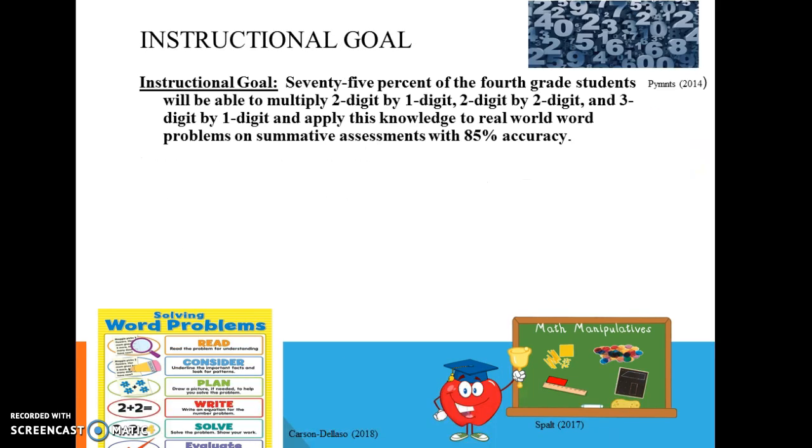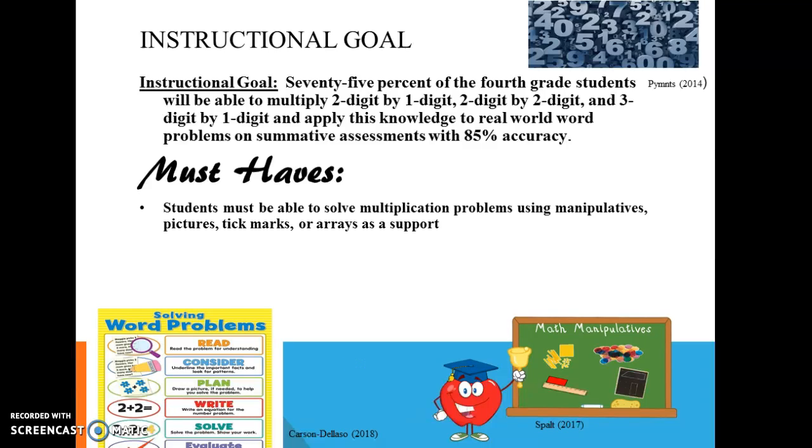The instructional goal that I came up with was 75% of the fourth grade students will be able to multiply 2-digit by 1-digit, 2-digit by 2-digit, and 3-digit by 1-digit, and apply this knowledge to real-world word problems on summative assessment with 85% accuracy.